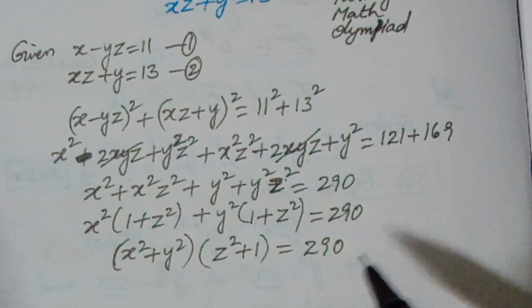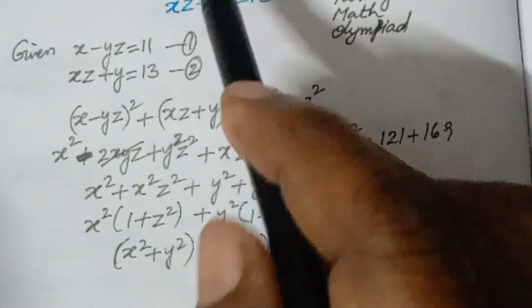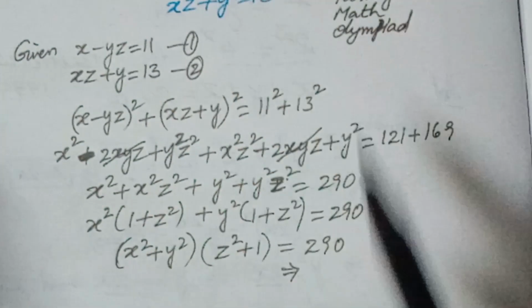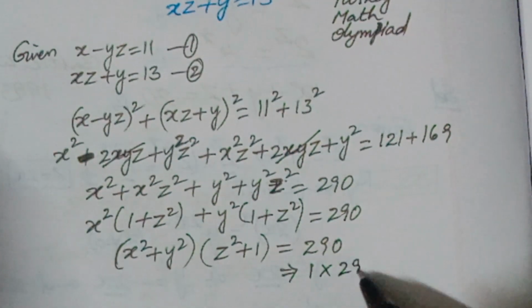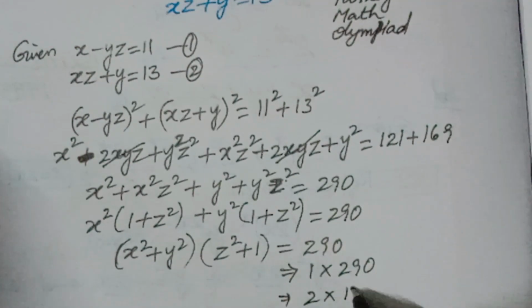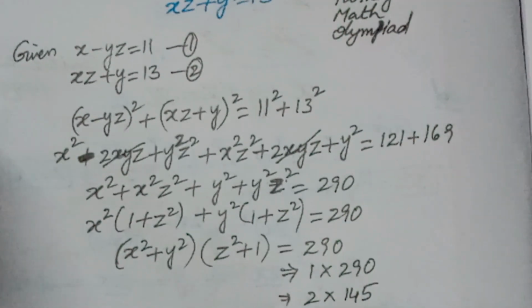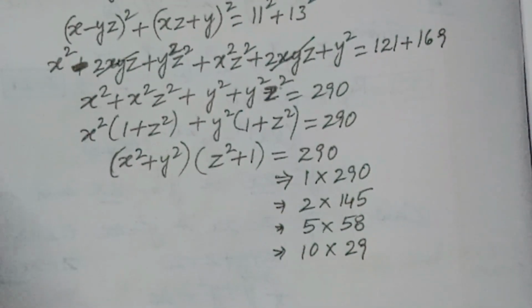So here we are going to write the factors of 290. He is asking for integer triples, integer solutions. So here are the factors you are having: 1 into 290, second one 2 into 145, third one 5 into 58, and the next one 10 into 29.